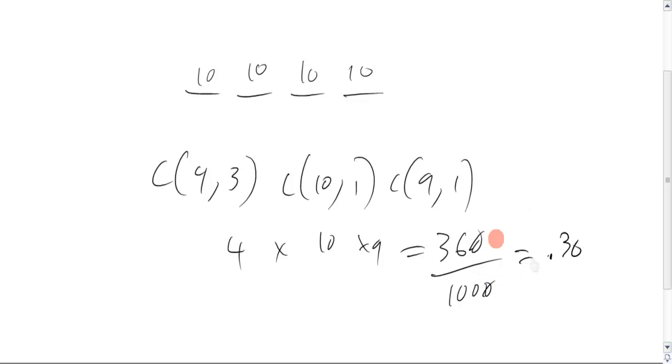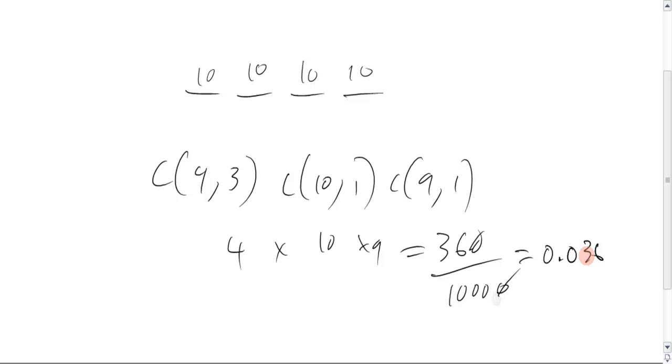Excuse me. I have one too few zeros. 10 to the 4th, not 10 to the 3rd. So we need to put another 0 there. So when we do this, it would make it not 0.36, but 0.036. There we go. Sorry about that denominator there. But hopefully that made sense. As long as you write enough zeros when you do 10 to the 4th, it should work out just fine.